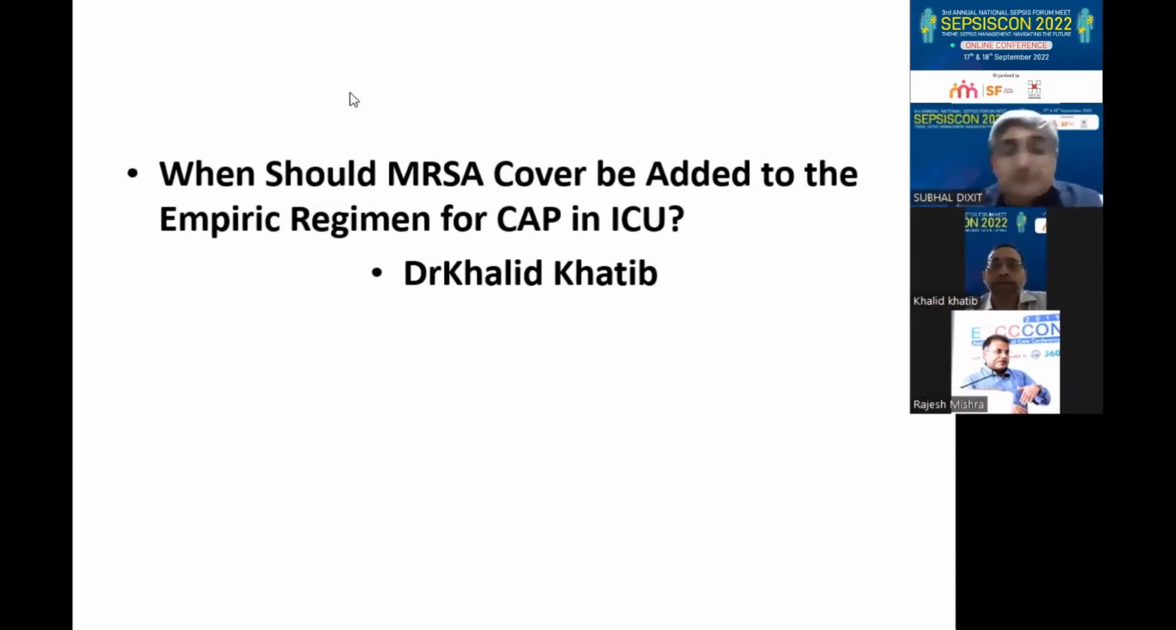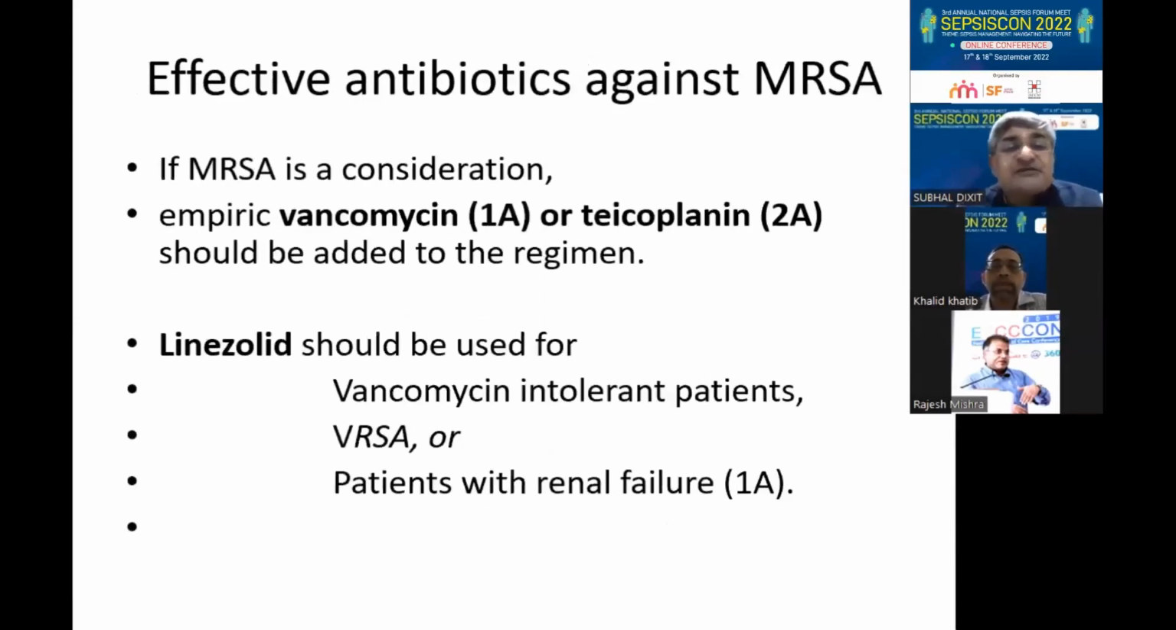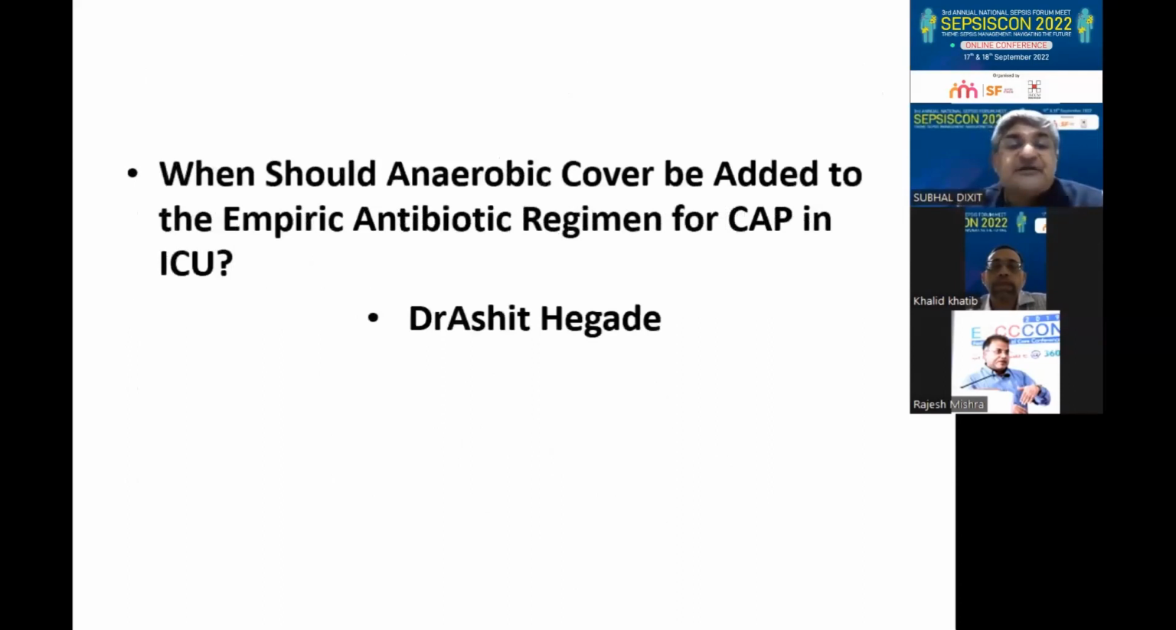Dr. Subal, to Dr. Khatib. As you rightly said and covered all the points: close contact with a patient with MRSA, drug abusers, sauna users, or even healthy patients, if you find cavitation or necrotizing pneumonia along with rapid increase in pleural effusions, massive hemoptysis or rashes, you should consider adding it. And of course, for MRSA, vancomycin or teicoplanin should be added to the regimen, and linezolid should be used for vancomycin intolerant patients, those with VRSA, or those with renal failure.